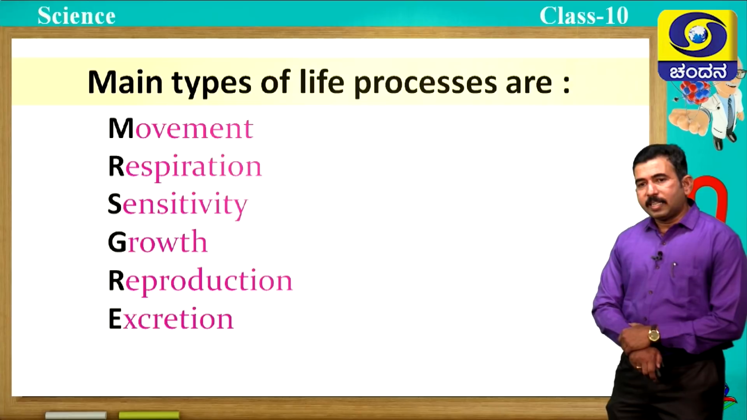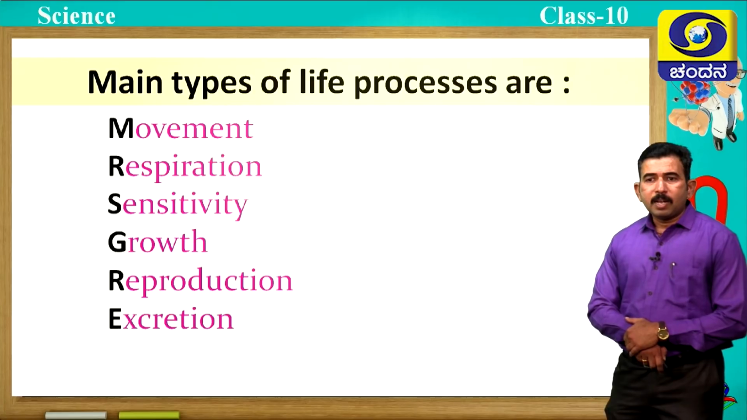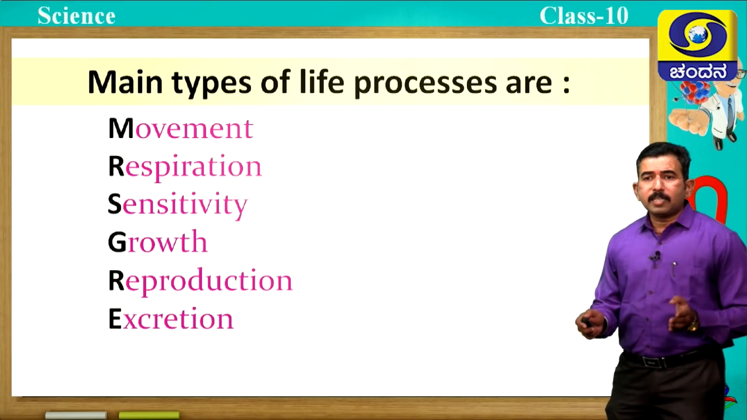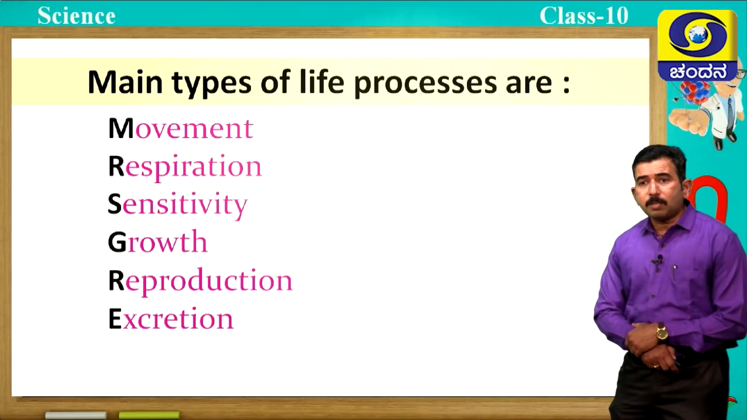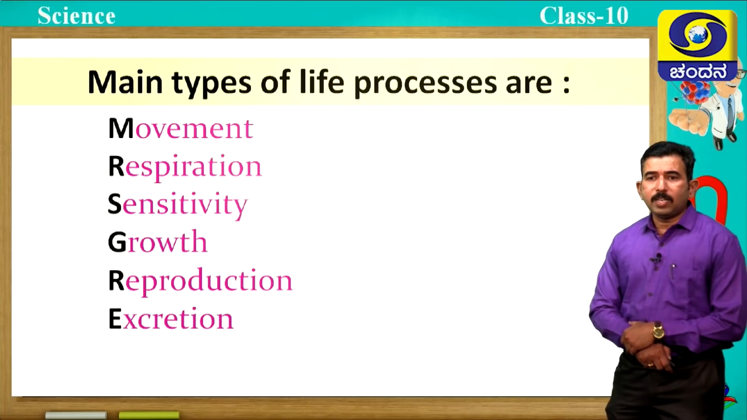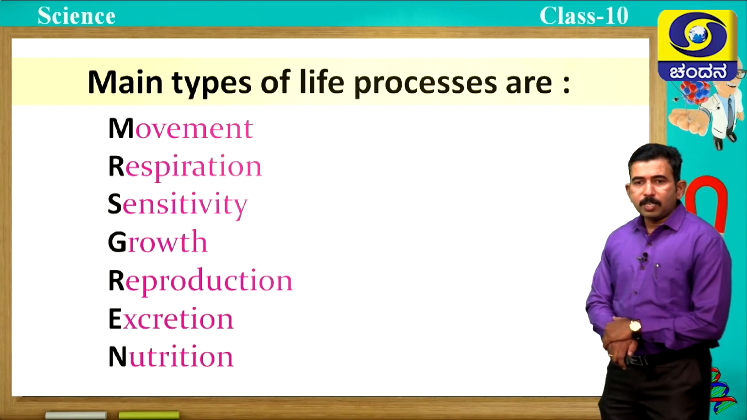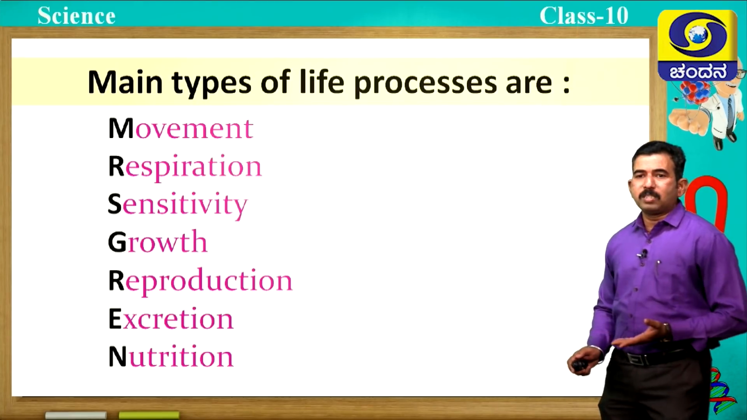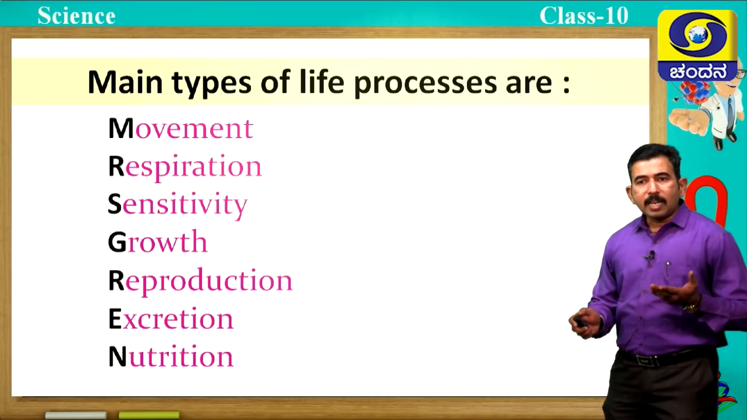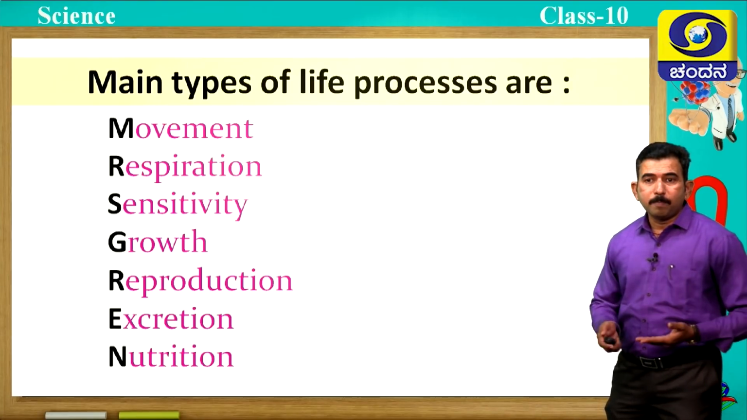Next is excretion. Normally during metabolic activities, chemical reactions take place in our body, and numerous nitrogenous waste materials are produced. These waste materials should be excreted out of the body, and that process is called excretion. Next is nutrition. This is also one of the important processes, because to carry out all these life processes we need energy, and this energy has to be supplied from outside the body in the form of food.